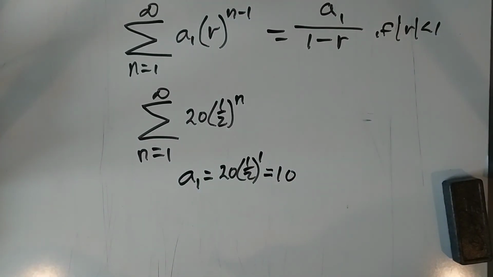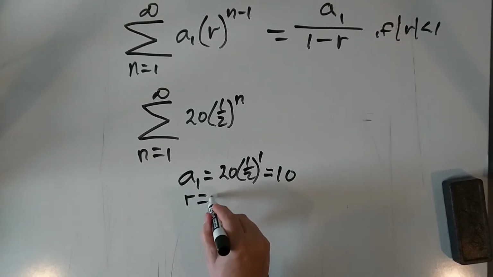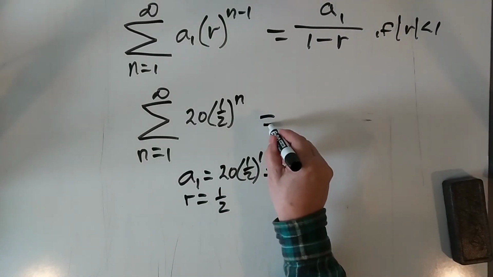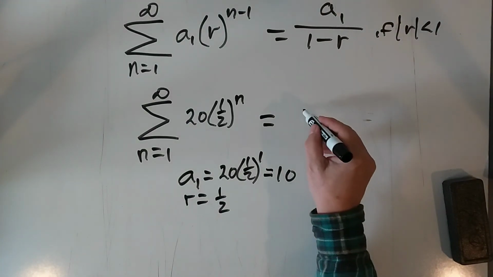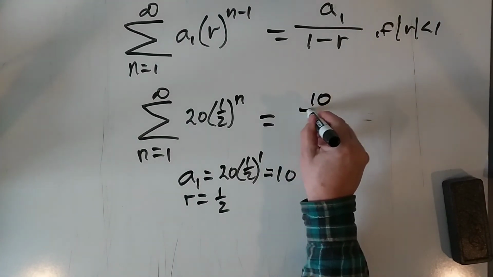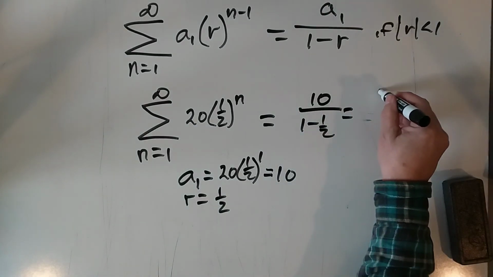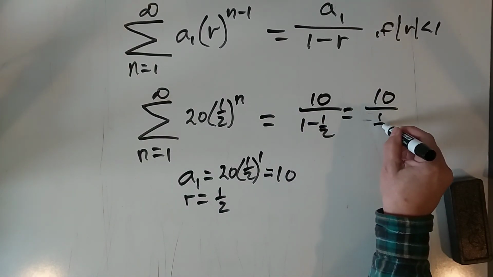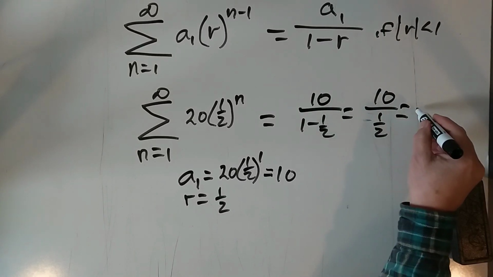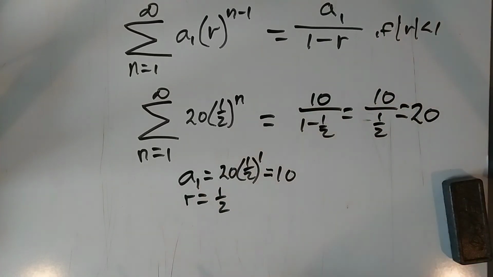So the first term is 10. Common ratio is 1/2. So according to the formula, this will be 10 over 1 minus 1/2, which is 10 divided by 1/2, invert and multiply, and you'll get 20. This should give you an idea of how to handle sums of infinite geometric series, and this finishes lesson 3.